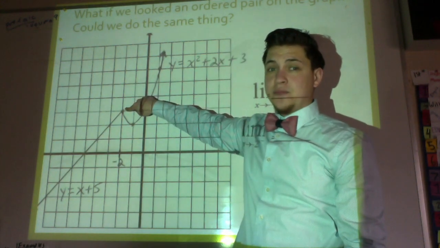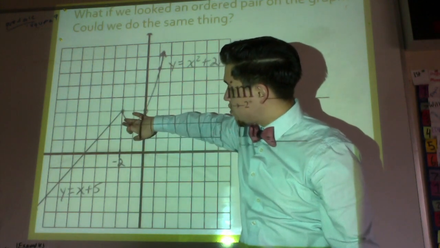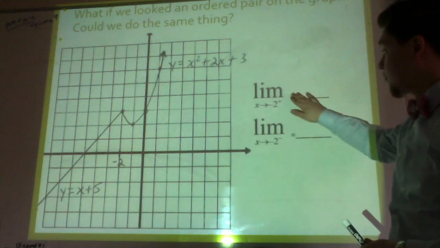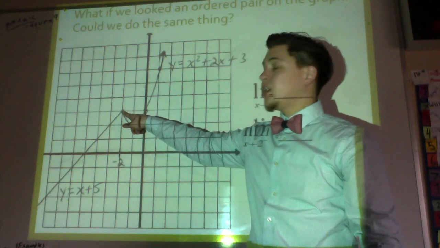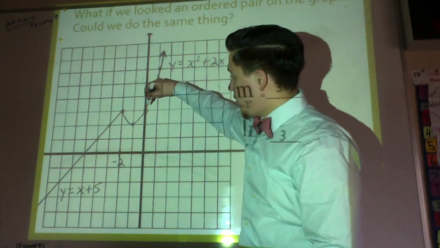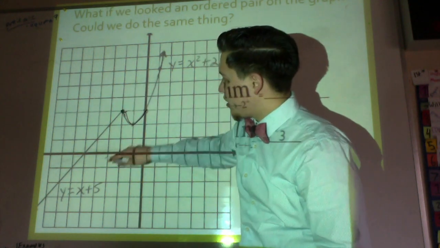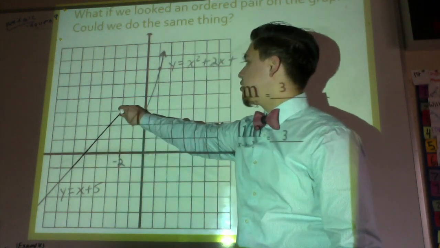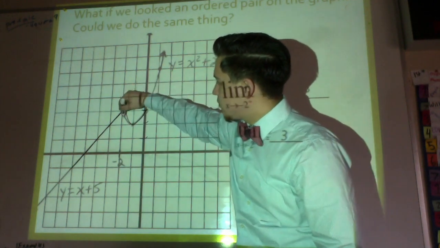It's different this time, right? It's not infinity or negative infinity. It stops here. What is that y value? That's 1, 2, 3. And as x approaches -2 from the left is also at 3. So the value for both of those are 3. Because again, from the right, it meets at this point. From the left, it's at that point as well. And that value is 1, 2, 3.